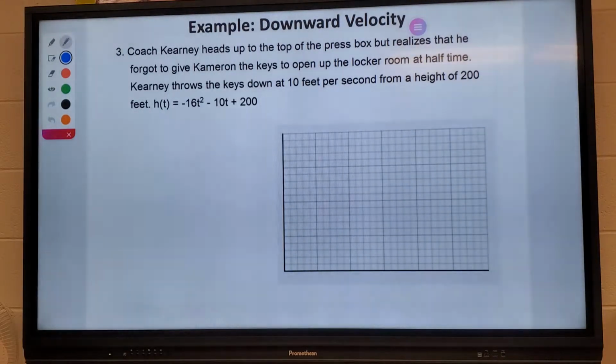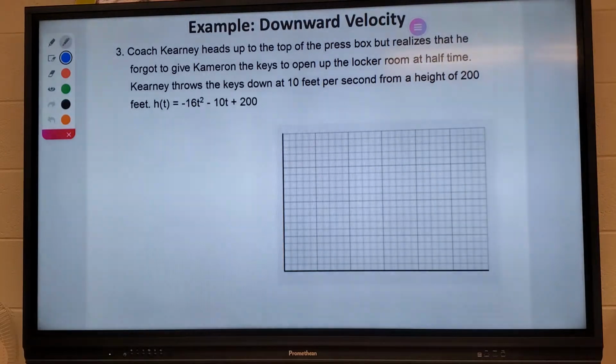Coach Carney heads up to the top of the press box, but realizes that he forgot to give Cameron the keys to open the locker room at halftime. Carney throws the keys down at 10 feet per second from a height of 200 feet. That equation here is given by h of t equals negative 16t squared minus 10t plus 200. And those numbers again come from the fact that we're throwing the object down at 10 feet per second. That's my velocity. Okay, and because it's down, it's minus. And it's from a height of 200 feet above ground. So that's why it's plus 200 at the tail end there.